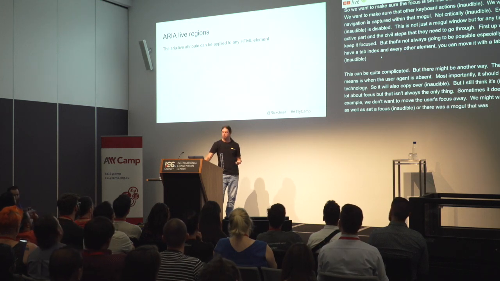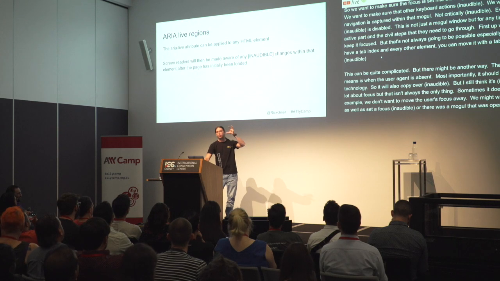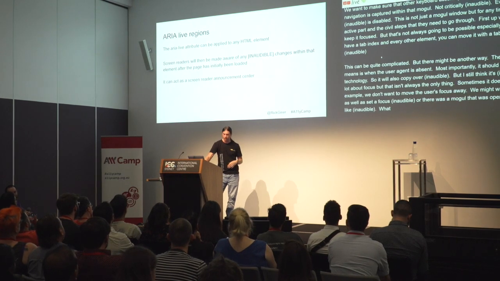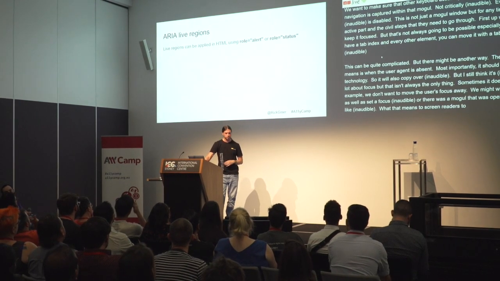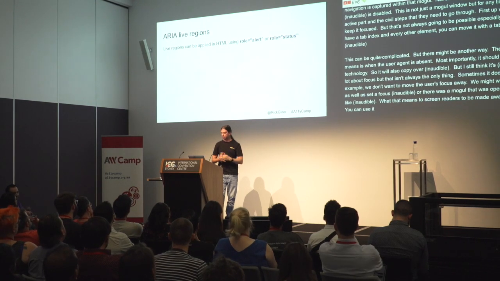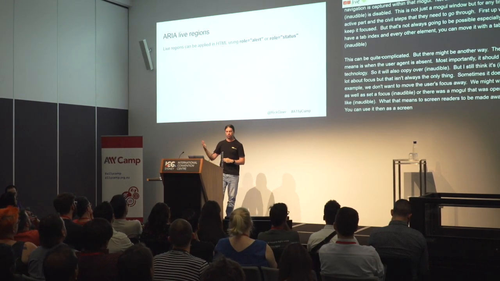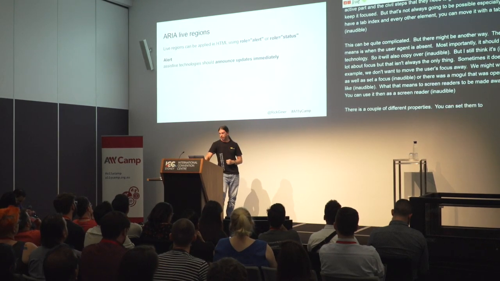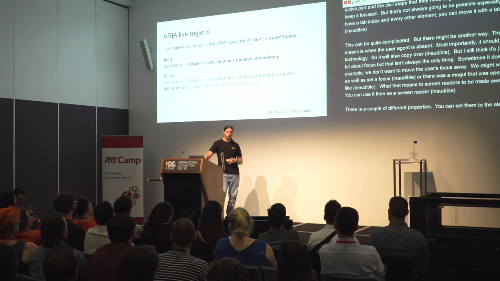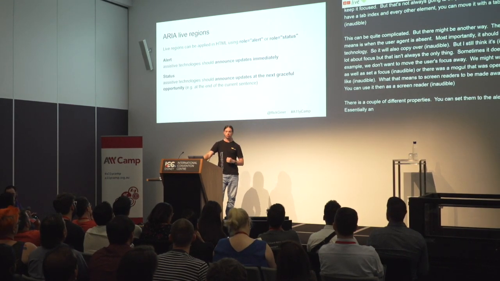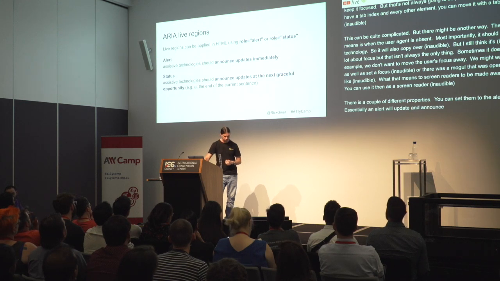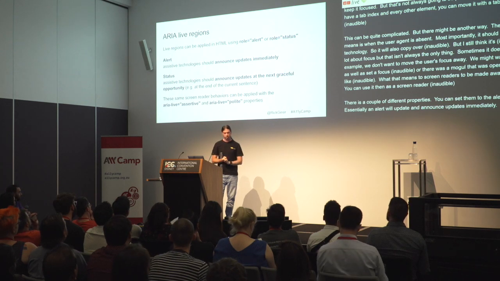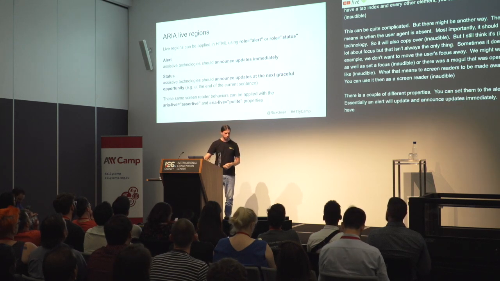An aria-live attribute can be applied to any HTML element. And what that means is screen readers will be made aware of any changes that happen within that element. And you can use it then as a screen reader announcement center. It has a couple of different properties. You can set them to have a role of alert or a role of status. And essentially, an alert will announce updates immediately, whereas status will wait until the next graceful opportunity, such as at the end of a sentence. These also have ARIA attributes, aria-live assertive and aria-live polite, which do the same thing, but will maximize your compatibility if you're using both.